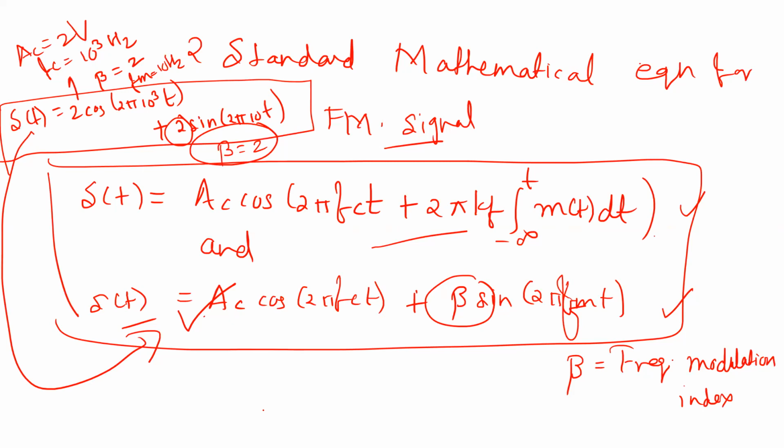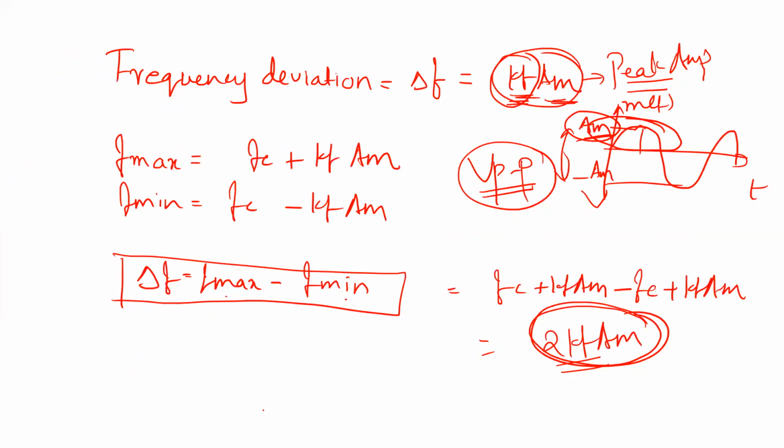What are the two standard mathematical equations for the FM signal? It's basically s(t) equals Ac cosine of 2 pi fc t plus 2 pi Kf times the integral from negative infinity to t of m(t) dt. And the second form is s(t) equals Ac cosine of 2 pi fc t plus beta sine 2 pi fm t. So it's basically something like that.